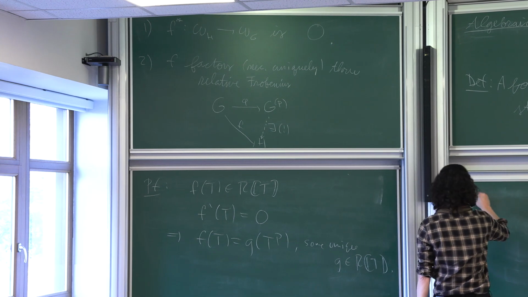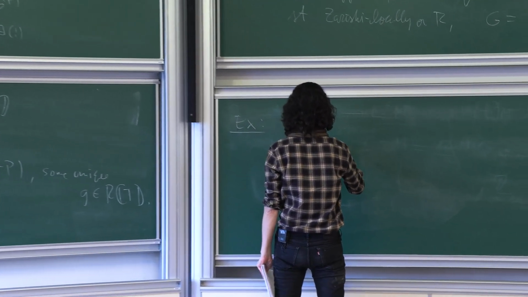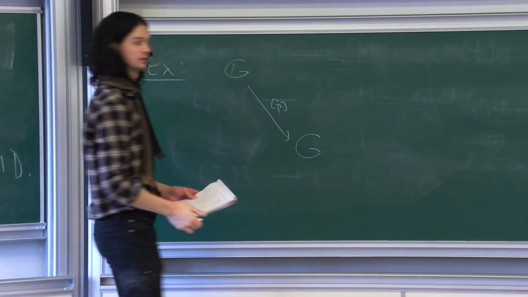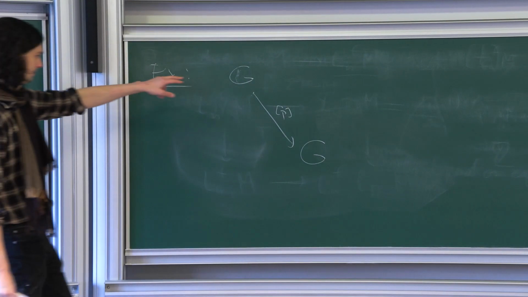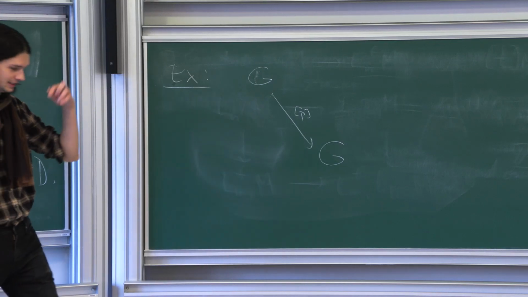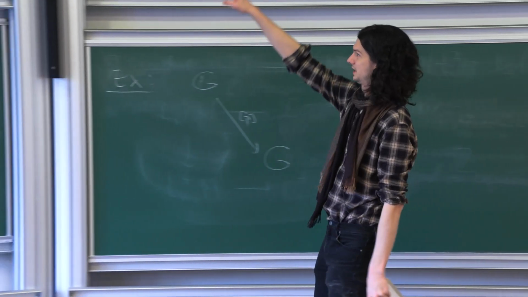So, example. Let's take the multiplication by p map from G to G. Fix any G. We take the multiplication by p map from G to G. The induced map on the derivative of this map is equal to 0 because the leading term is always going to be p times x. So this satisfies condition 1.